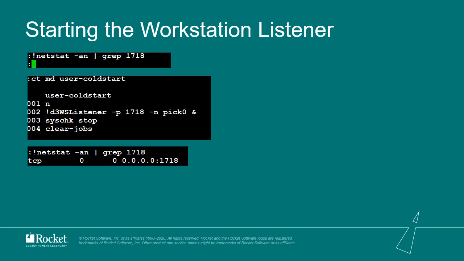So to run the command from the user cold start, do bang d3ws listener -p 1718 -n PIC0 with an ampersand, where the bang shells out to Unix. The -p specifies the TCP port, -n specifies the VME, and the ampersand tells Unix to run this in background. You can also run that command from TCL, so you don't have to restart D3 to start the workstation listener. Do the netstat command again, and you'll see that now there's a listener on 1718.